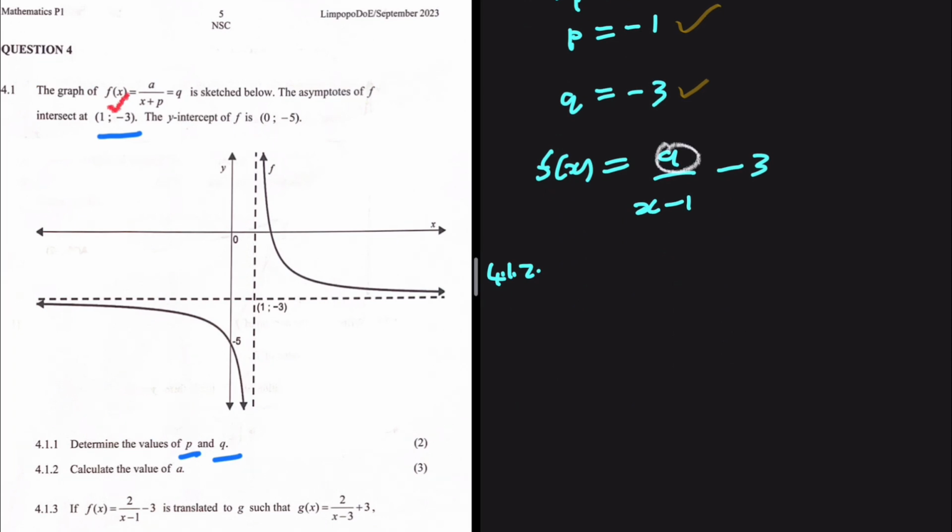How are we going to possibly find that? We're going to substitute the y-intercept or any other point on the graph. So the y-intercept, x is 0 and y is minus 5. So let's go ahead and substitute that in our graph. We're going to get minus 5 being equal to a divided by 0 minus 1, minus 3.